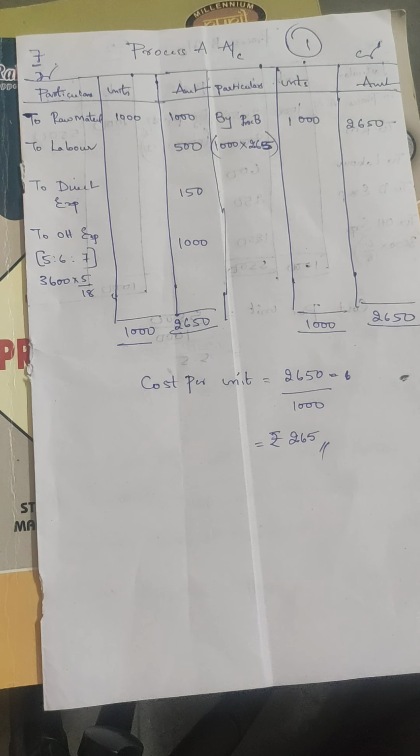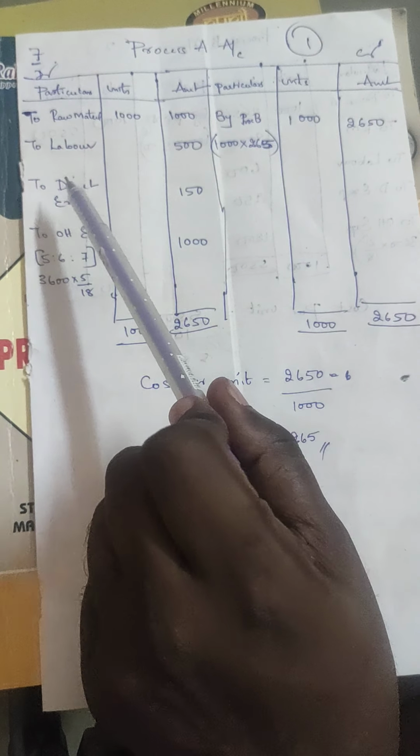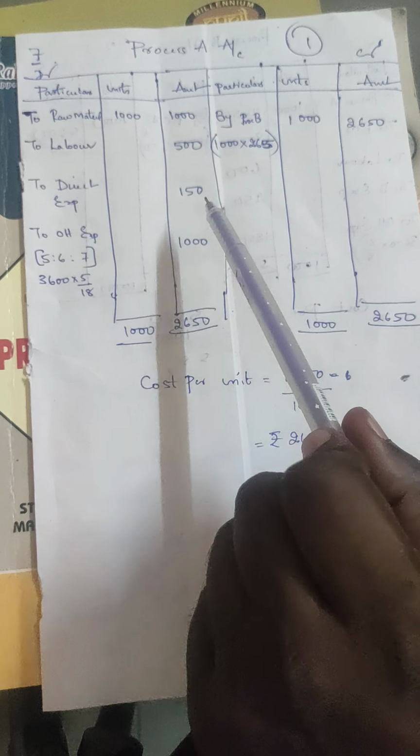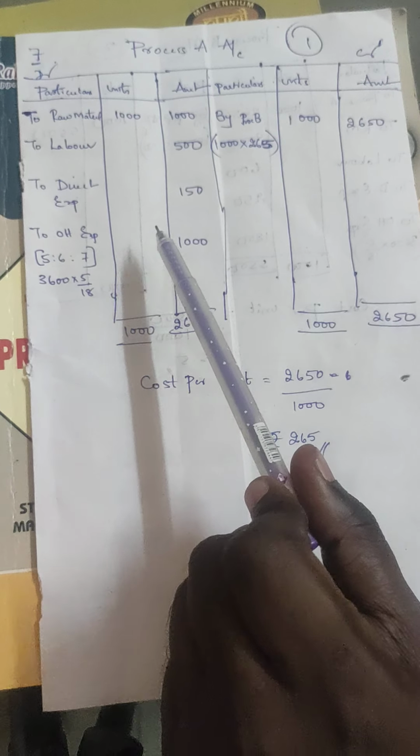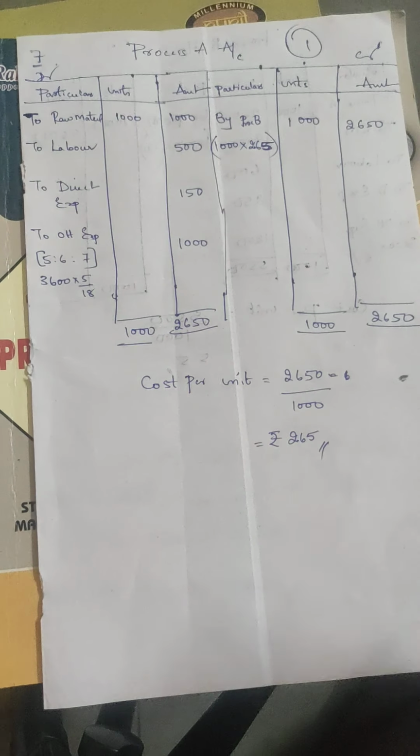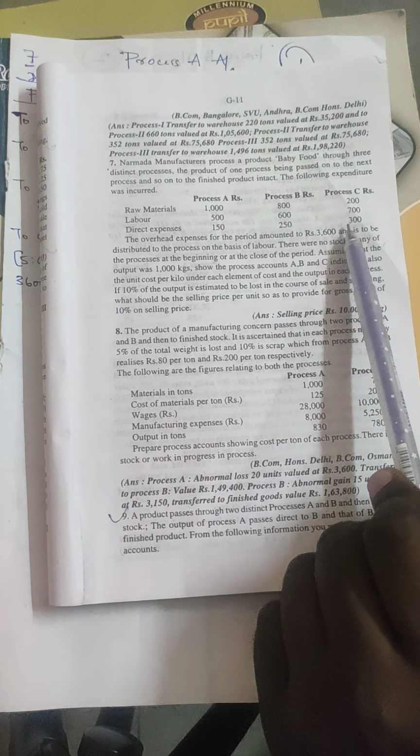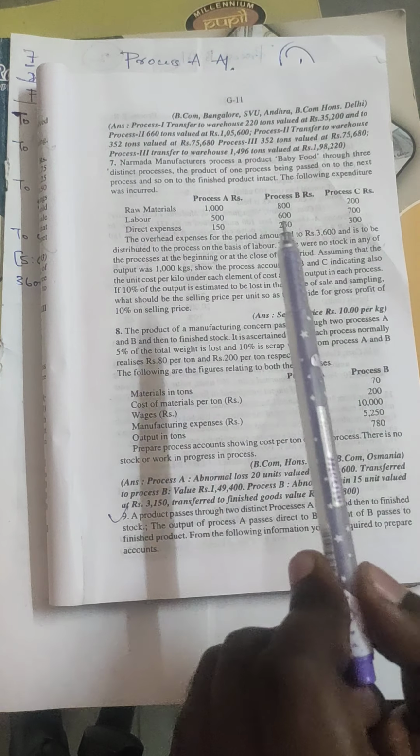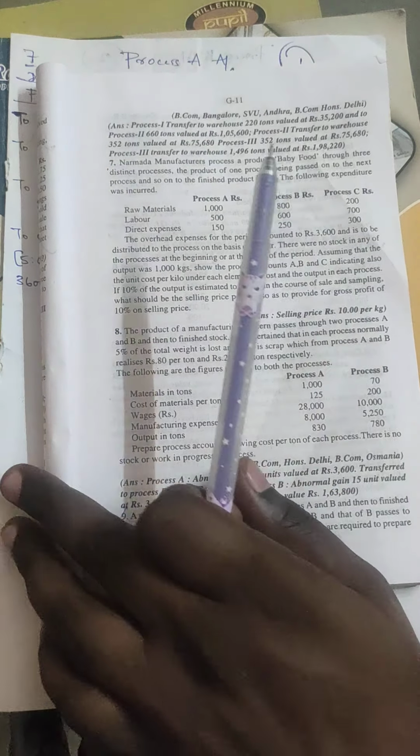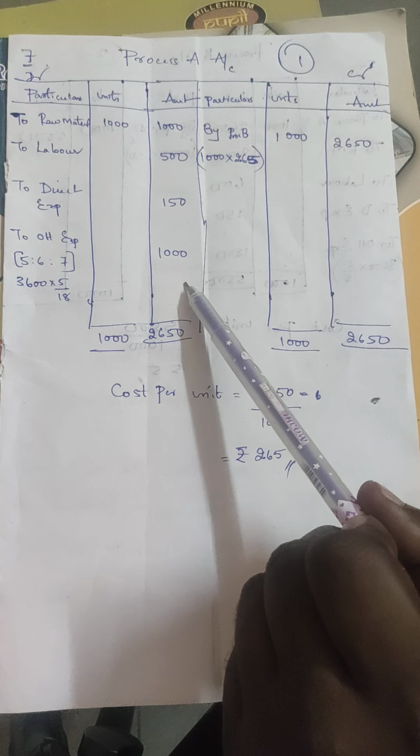Now the process A account. First, to raw material 1000 units, cost 1000 rupees. To labor 500, to direct expenses 150, to overhead expenses. He is telling us the overhead expenses are to be apportioned in the ratio of labor. Labor for the first process is 500, second process 600, third process 700. So it is 5:6:7. The total overhead amount is 3600. So 3600 into 5/18 is 1000.